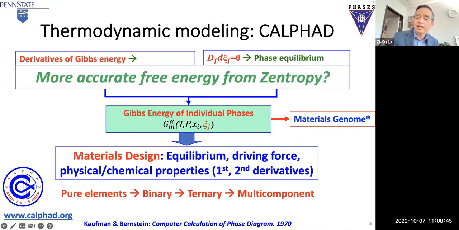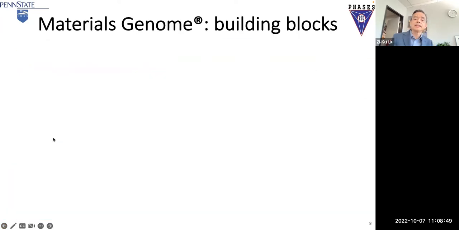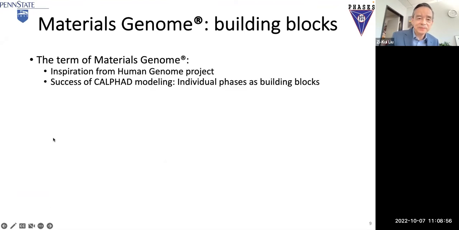The idea when I started as a faculty at Penn State, I was thinking, I always got to do something new, right? You always do that. So at that time, you probably know that the Human Genome Project was very successful. It was close to the end of that big $1 billion project. And Kaufman was very successful too. It takes individual phases as building blocks. So then I said, maybe we should have a material genome, okay?